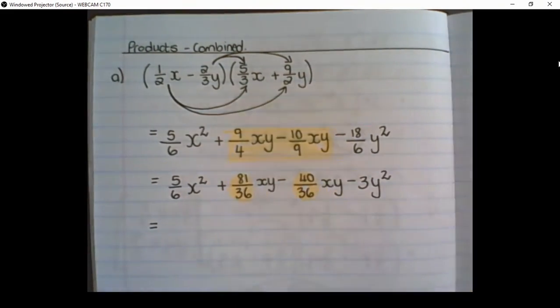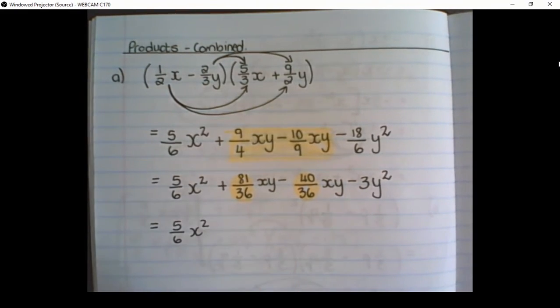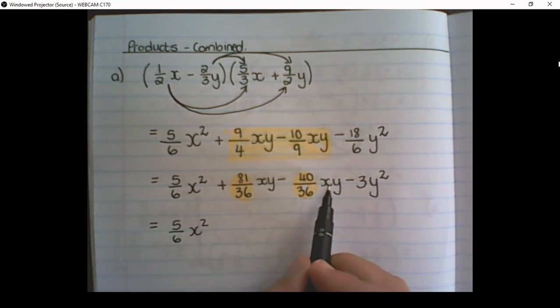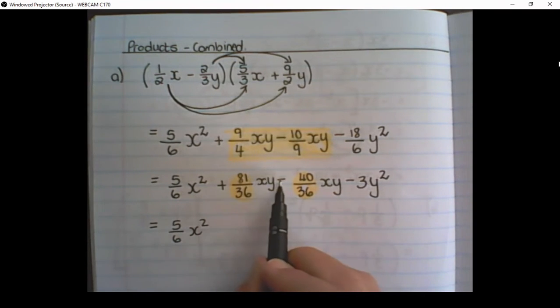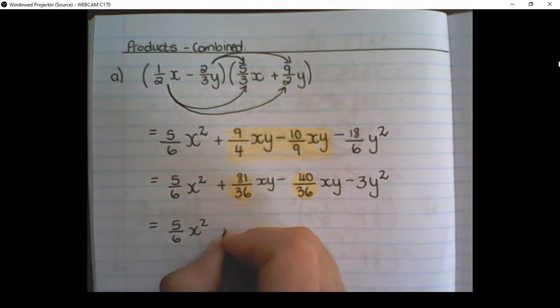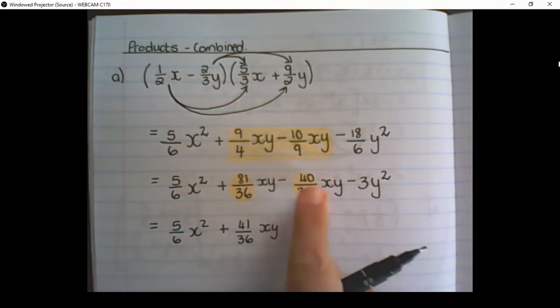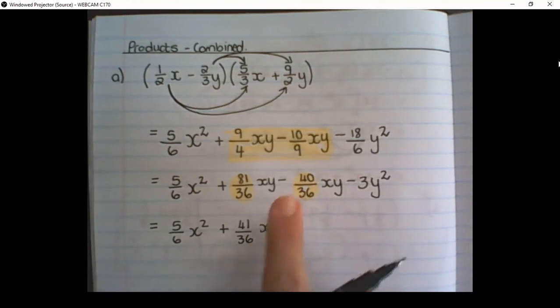The last thing that we can do is add up these two fractions of the like terms. So we have already established there is not another x squared, so we just copy that down. Then these two now have the same denominator and the same variable, so we can subtract the numerators from each other. So 81 minus 40 is equal to positive 41 over 36. And the variables do not change because they are like terms. I simply subtract the numerators in the fractions from each other.